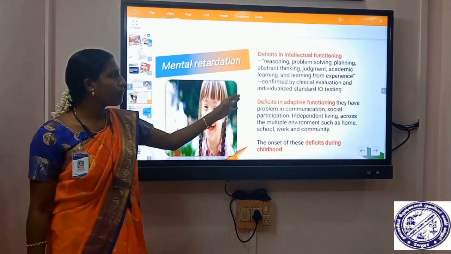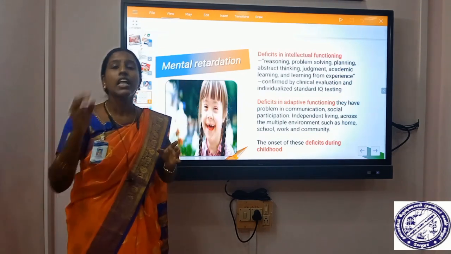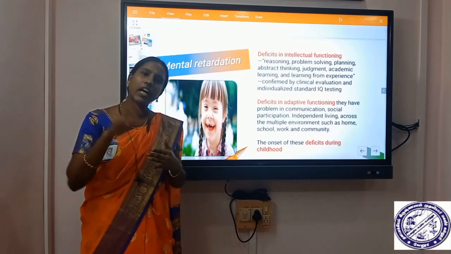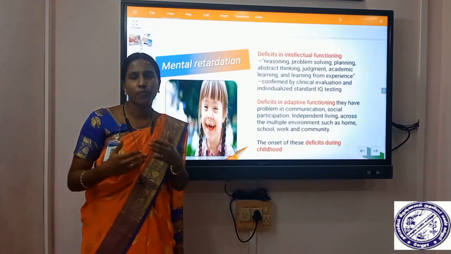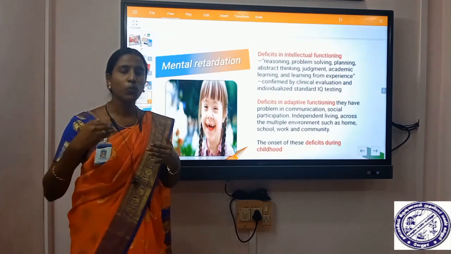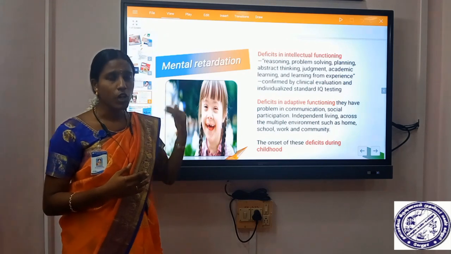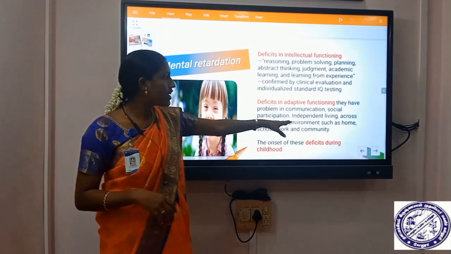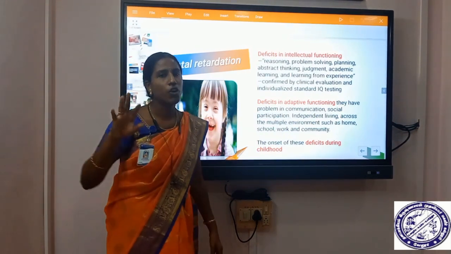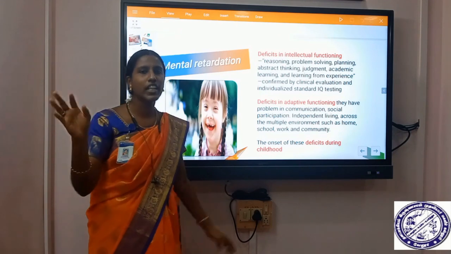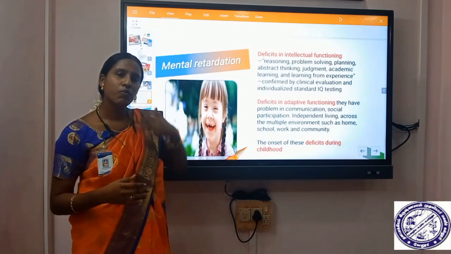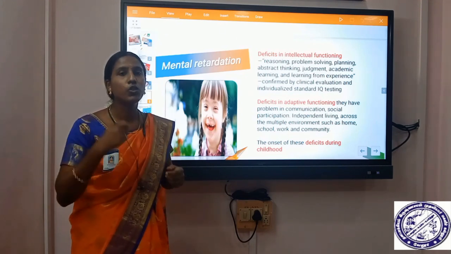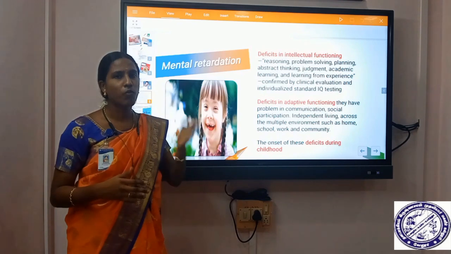The next one is adaptive functioning. Adaptive functioning means the person has problems in communication, so they can't communicate properly. If it is mild or moderate, they are able to cope up. But in profound cases, they have severe communication skill problems. If it is mild or moderate intellectual disability, they can cope up with their day-to-day life. But in profound and severe cases, the person's day-to-day activities are affected. They can't even brush by themselves. Likewise, they can face such problems.